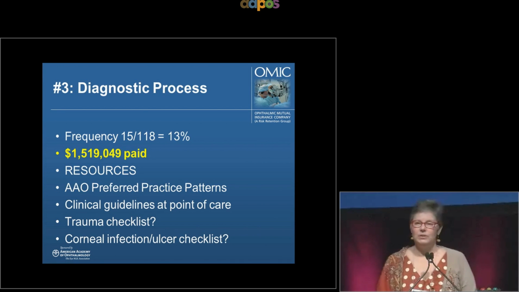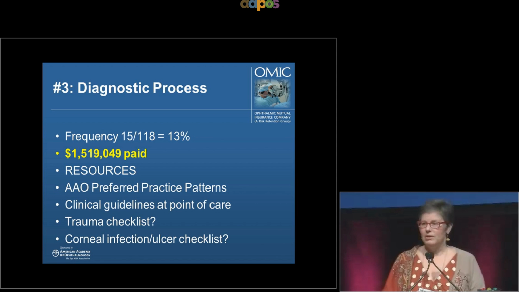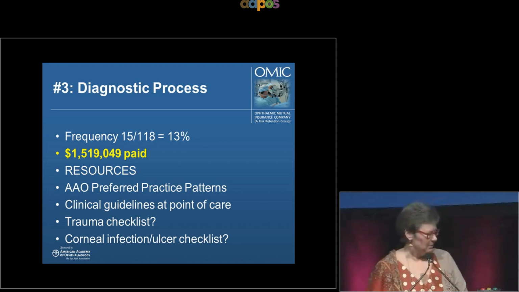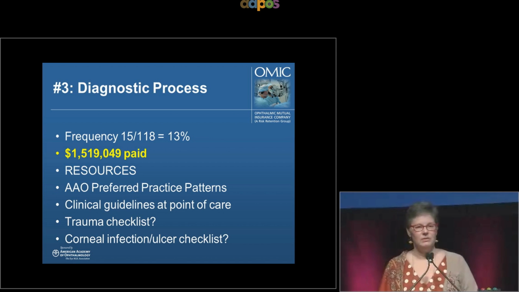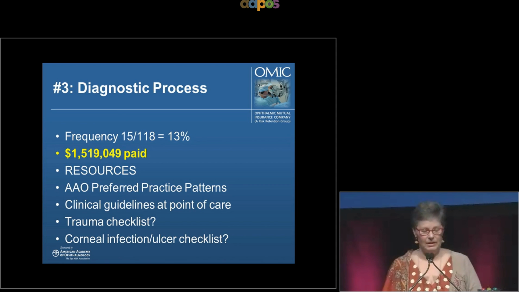This is one where it's really hard to figure out. There were a couple of really nice posters looking at the diagnostic process, and it's really hard. As I think Bob showed, a third of the cases, if not more, are diagnosis related. So here, 13% of them, over $1.5 million paid. Obviously preferred practice patterns, clinical guidelines, again, at the point of care. I told you our trauma checklist was done, but the corneal infection ulcer checklist is in development, so that may be coming your way soon.